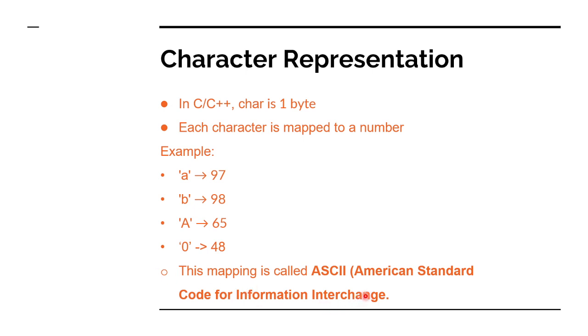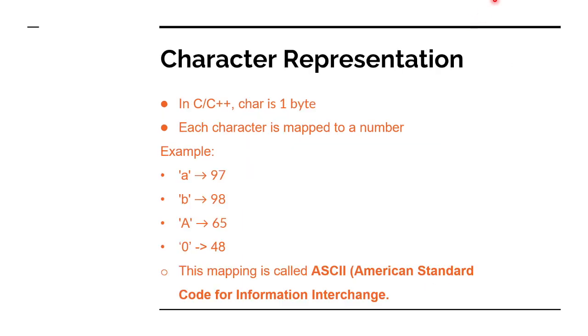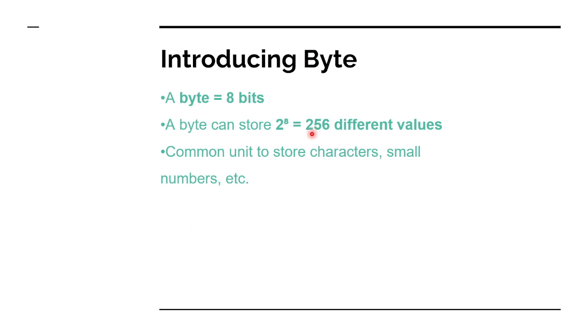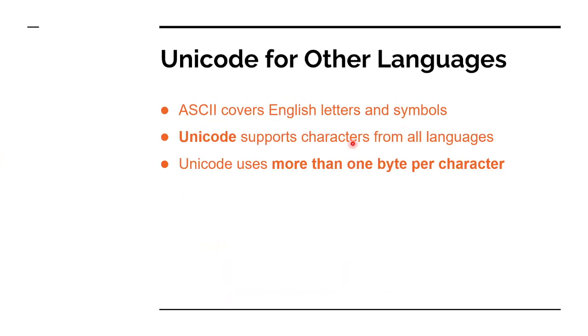This mapping is called ASCII. The full form of ASCII is American Standard Code for Information Interchange. But here we can only represent 256 different values, and which are from English, right? So what about other languages? Actually, ASCII covers only English letters and symbols, but Unicode supports characters from all languages. Unicode actually uses more than 1 byte per character.